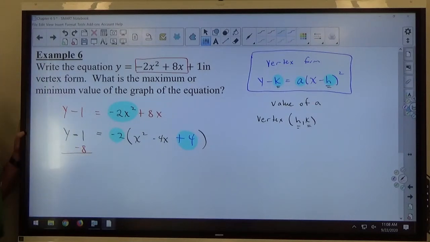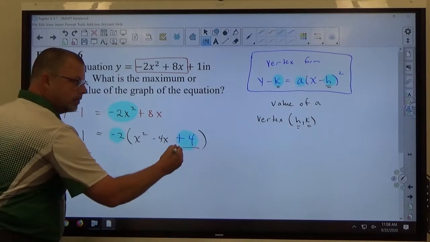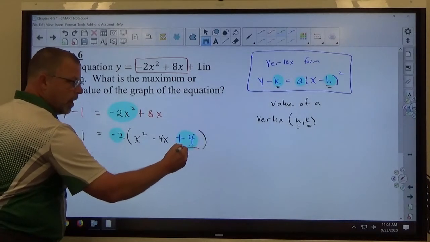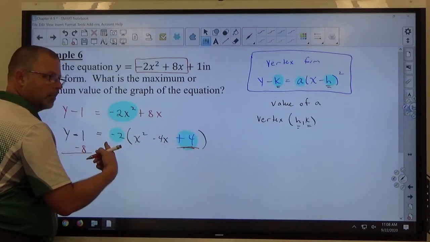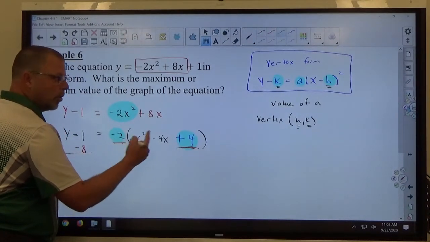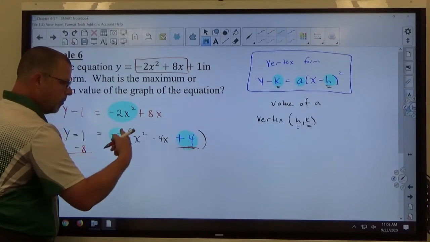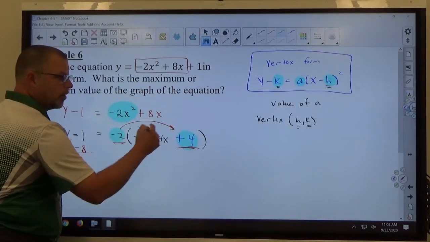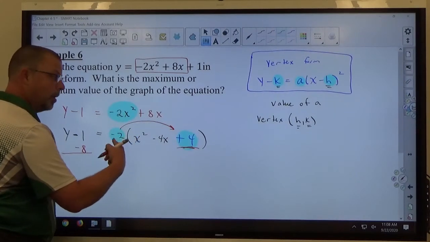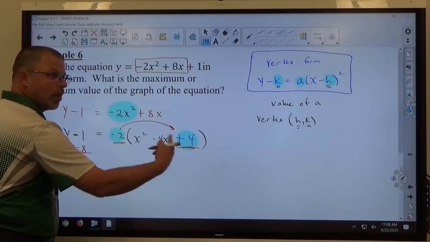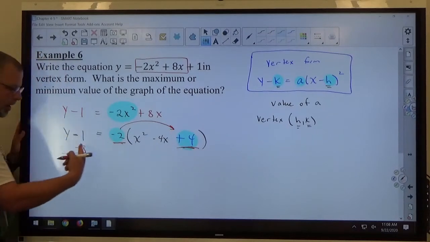You don't get that? All right, so what did I add? 4. And what's happening to everything inside the parentheses? Being multiplied by that, right? So I added 4 in the parentheses. That 4 is being multiplied by this number. So if I was to distribute, it's going to be negative 2x squared plus 8x, and then minus 8, right? Yeah. So I've actually added negative 8, so I have to add negative 8.